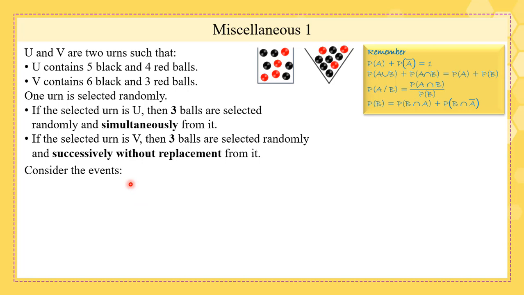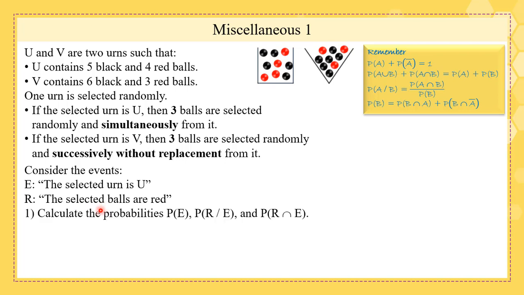Let's see the events. E: the selected urn is U, and R: the selected balls are red. Calculate P of E, P of R given E, and P of R intersection E. Let's go back to E. The selected urn is U. What is the probability of selecting U? It will be half because it's one urn out of 2.